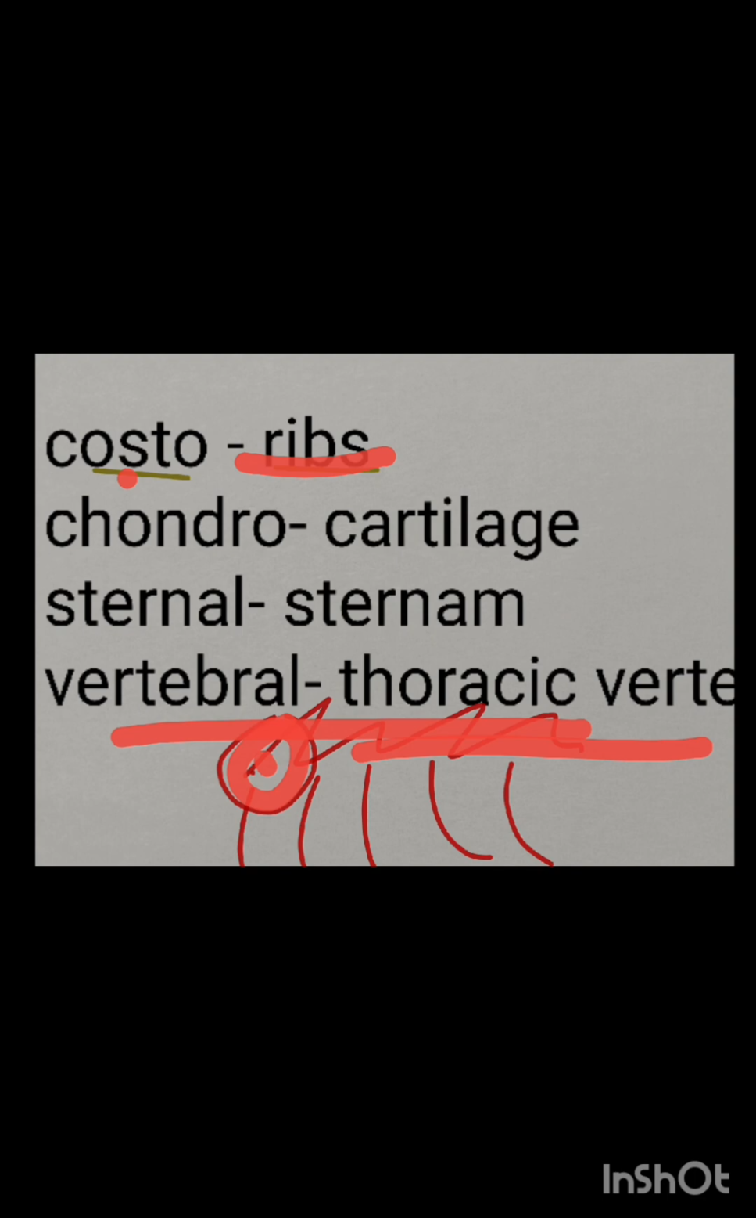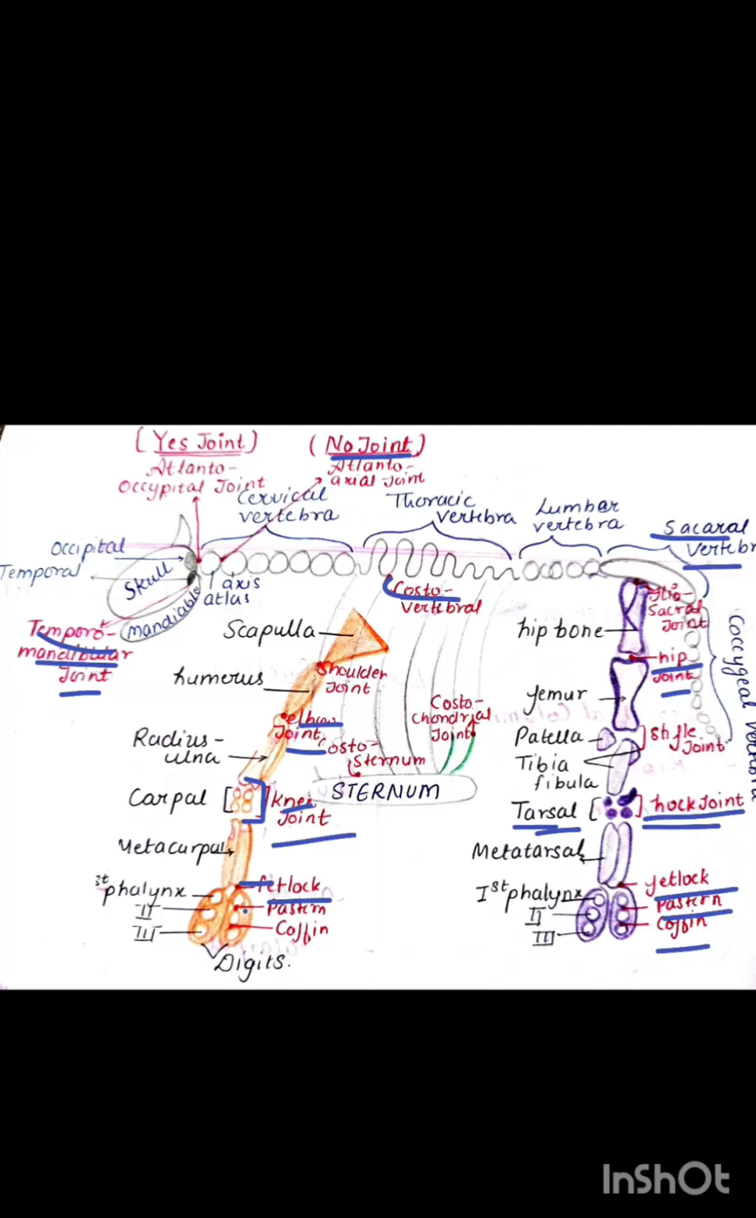Costo is used for ribs, chondro is used for the cartilage, sternal is used for the sternum, and vertebral is used for the thoracic vertebra. So remember this: words like costo, chondro, sternal and vertebral refer to ribs, cartilage, sternum and thoracic vertebra. So now we study joints.